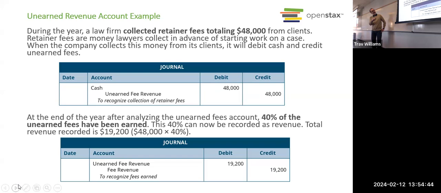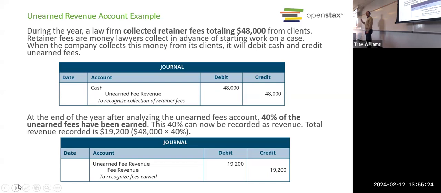So the lawyer got paid $48,000 for work that they've not yet earned, right? Then 40% of the work has now been done. So at the end of the period, they would go ahead and record that. You take 40% of 48,000, which comes out to 19,200. And so that's how much unearned fee revenue now goes away and becomes fee revenue because now they've earned it.